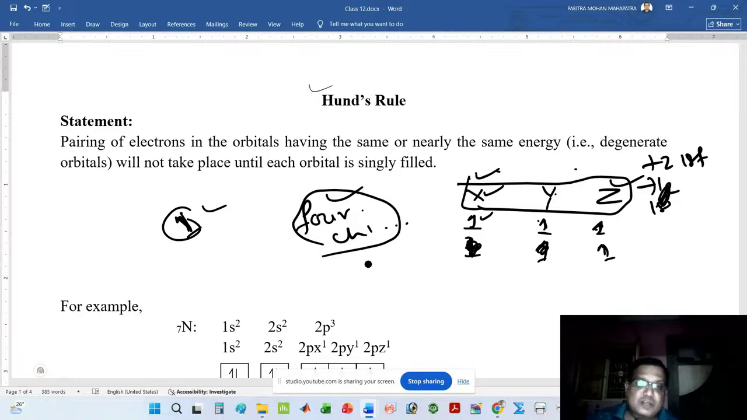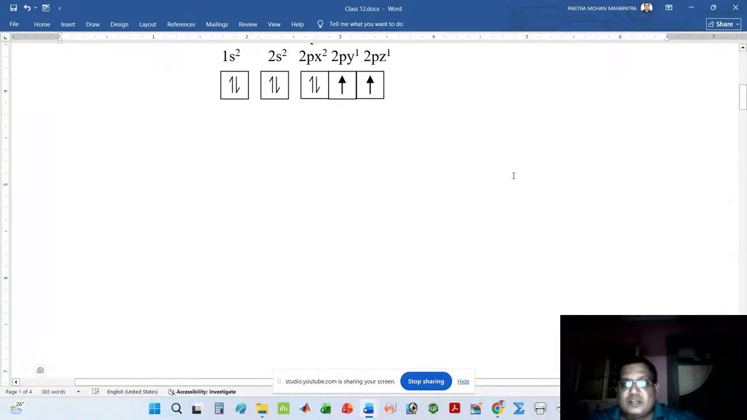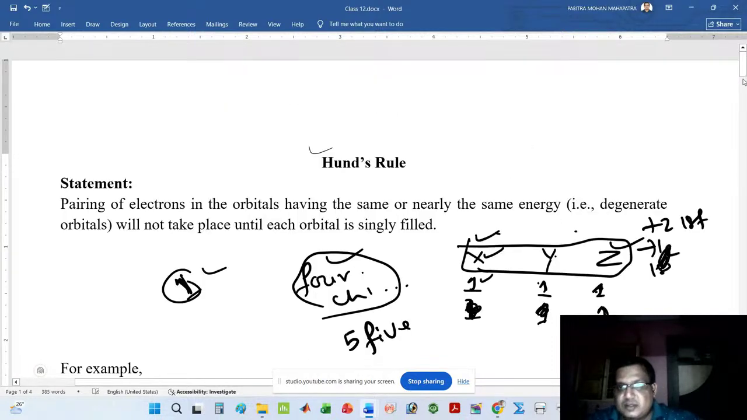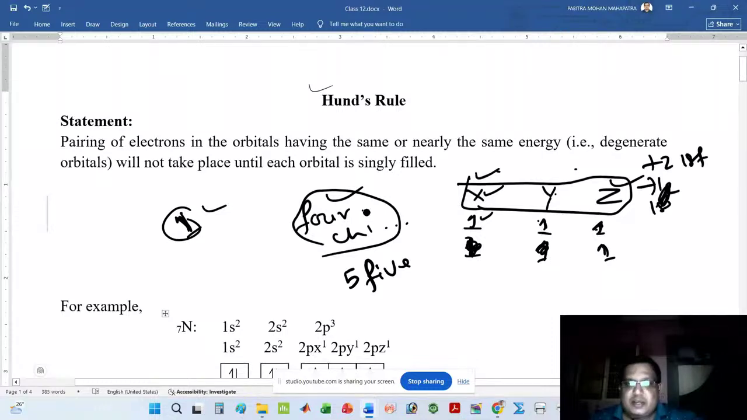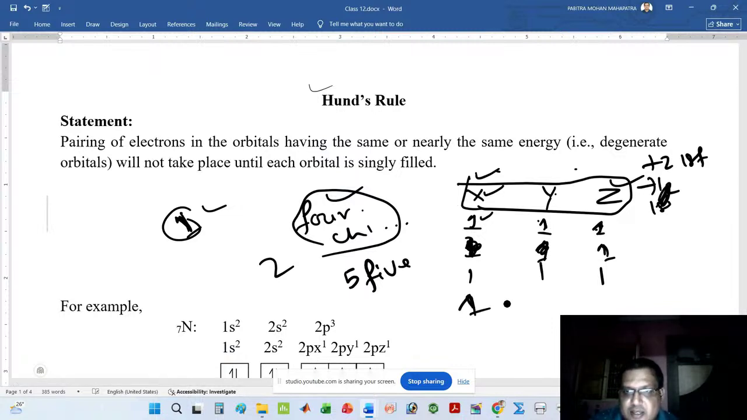Suppose I have 5 chocolates and 3 students. Then what will I do? My first target is to give one chocolate to each student. Let me explain. Here I will give the first chocolate to X, the second chocolate to Y, the third chocolate to Z. Next, 2 chocolates remain. So I will give them to any two students. Here, suppose I want to give to X, then I can give to Y.